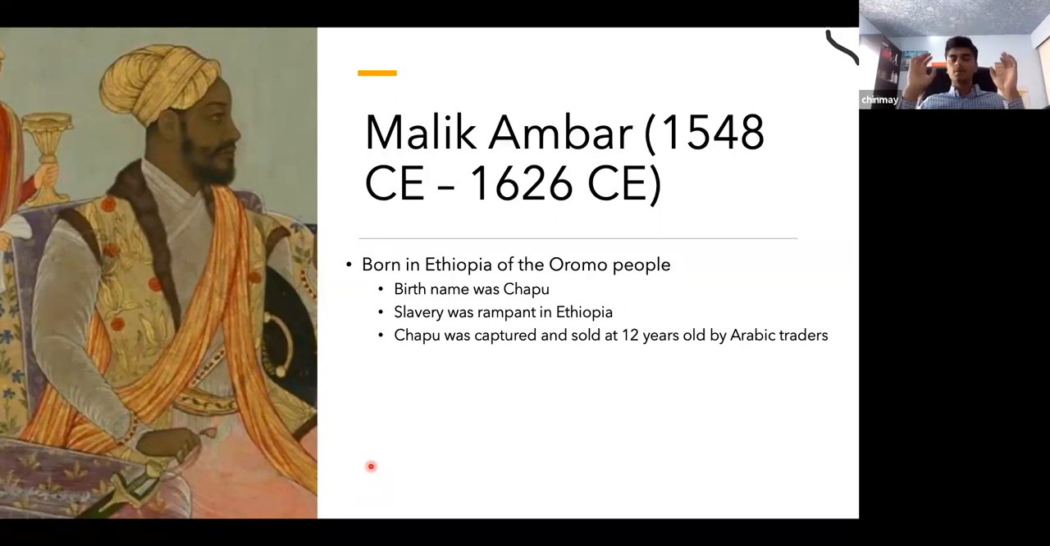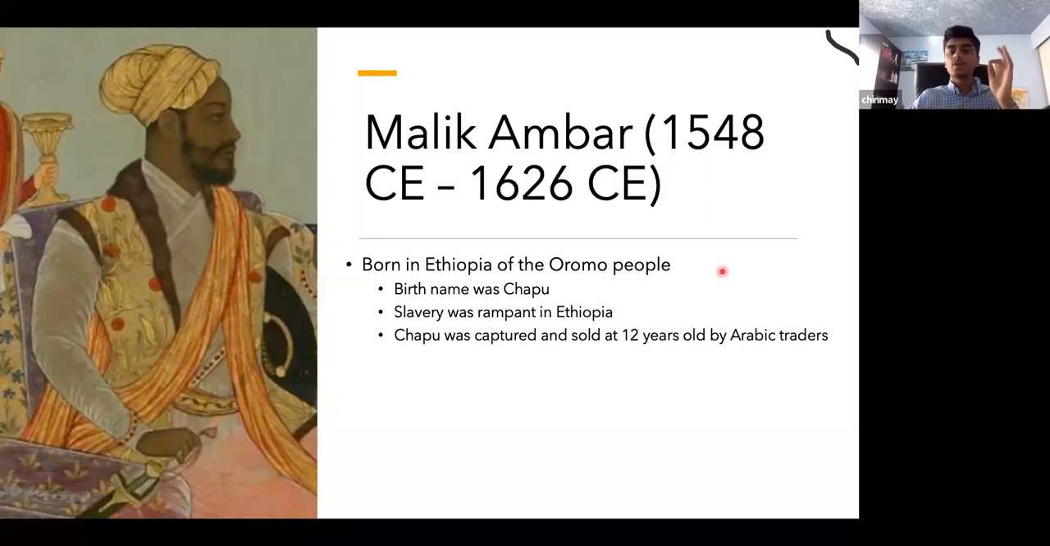And at this time in Ethiopia, during the 1500s, slavery was rampant. Once the Turkic invasion started into India, starting from the Ghaznavids and the Ghurids, slavery became more inherent because the Islamic world, the Arab world, was more connected, and it led to many slaves and a lot of trade happening in the Islamic world. So slavery was incredibly rampant in Ethiopia during this time, especially the Oromo people, the people Malik Ambar was from. They were heavily persecuted.